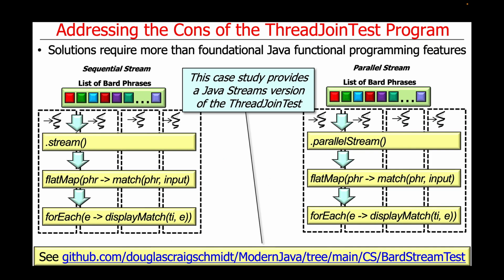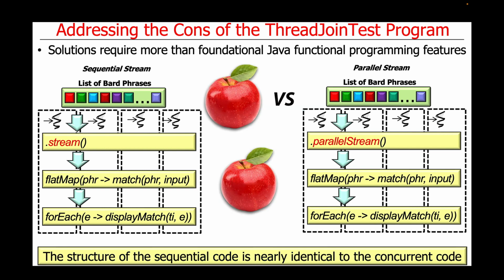In addition to watching the material from my other courses on Java streams and parallel streams, you might also want to take a look at this implementation of the barred stream test case study, which provides a Java streams and parallel streams version of the ThreadJoinTest case study we've been walking through. If you examine this code, pay careful attention to the fact that the structure of the sequential implementation is nearly identical to the structure of the concurrent implementation.